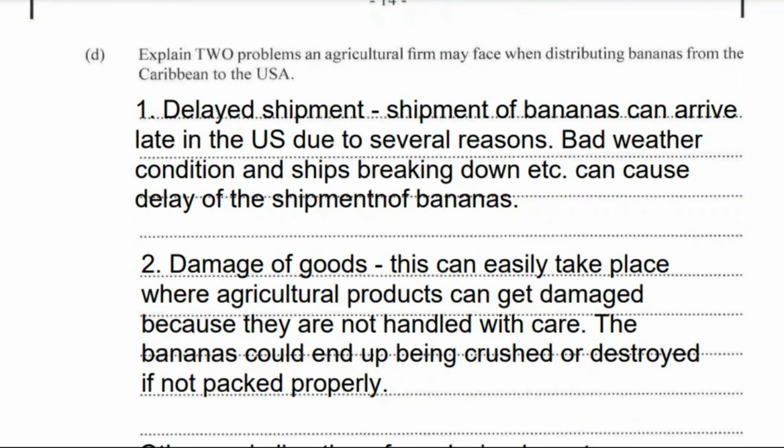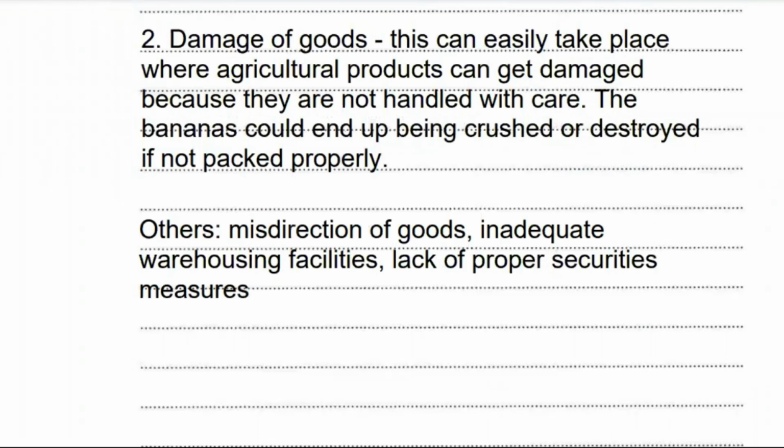Now, the second possible problem could be goods could be damaged. This can easily take place where agricultural products can get damaged because they are not handled with care. The bananas could end up being crushed or destroyed if not packed properly, especially while the goods are being distributed, the way they pack them on each other can crush them and all of that. So that has to be taken into consideration. Other things like misdirection of goods going to the wrong place, inadequate warehousing facility, there's not enough place to store them, lack of proper security. Hey, the goods could be stolen. Right, so these are some of the things that can happen.